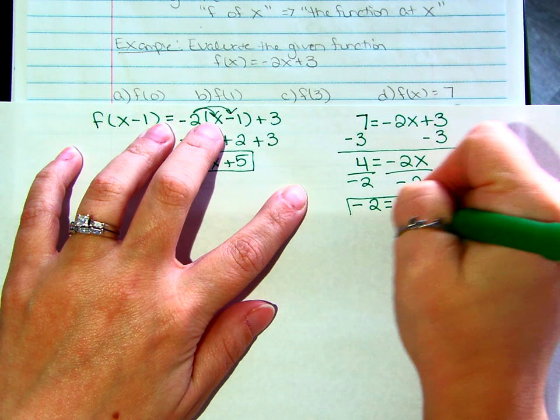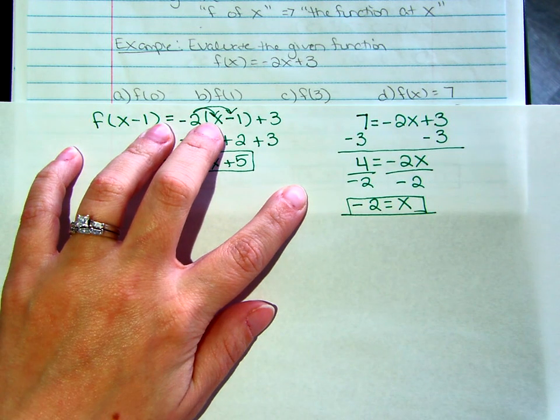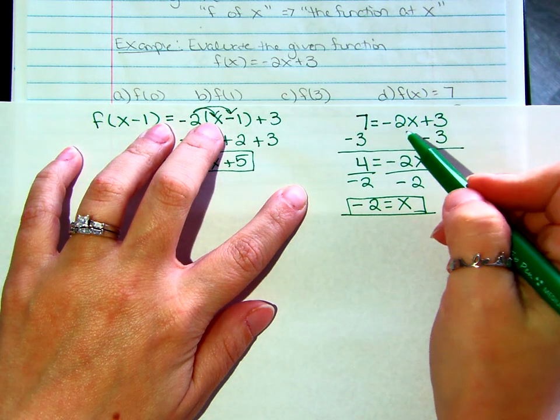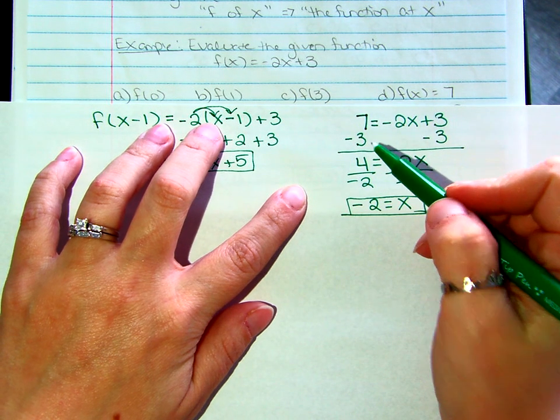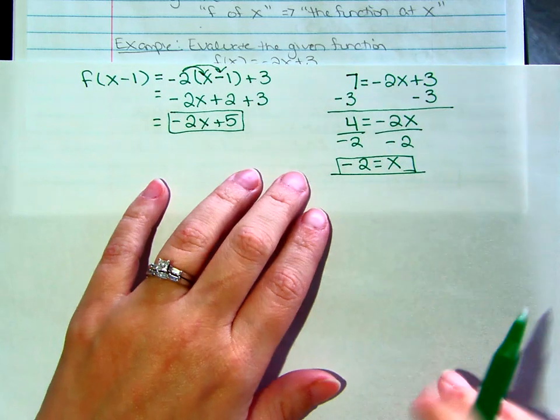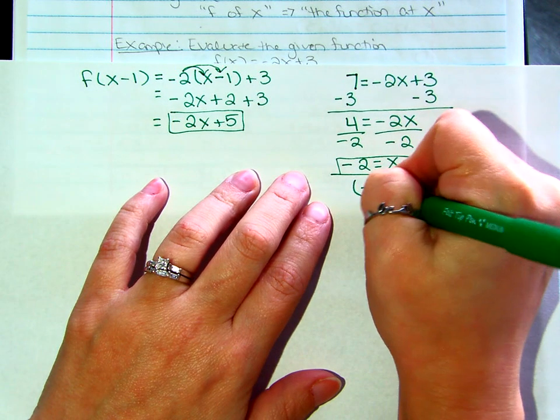And you can always test this, plug it back in, and like you already stated, -2 times -2 is a +4, plus 3 would give me a +7. So this is the correct solution. And the ordered pair then for this one would be (-2, 7).